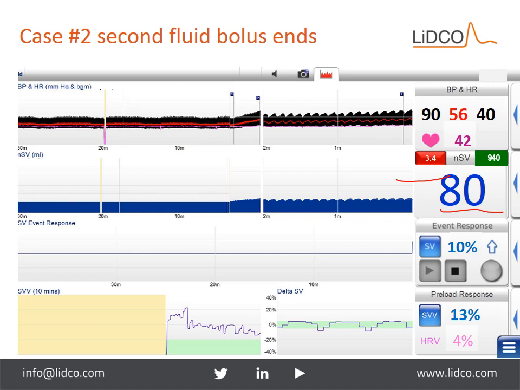Now, additionally, we have a stroke volume variation down here of 13%, and we're getting onto the area of the curve that says, ooh, he's not going to be so responsive to fluid. Yet we know he's not perfusing. So what are we going to do? What would you do?